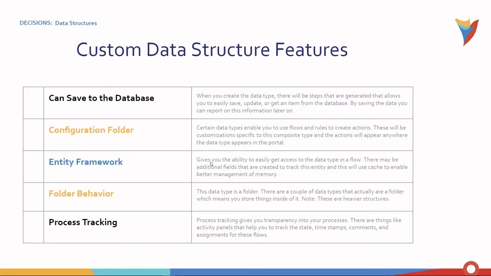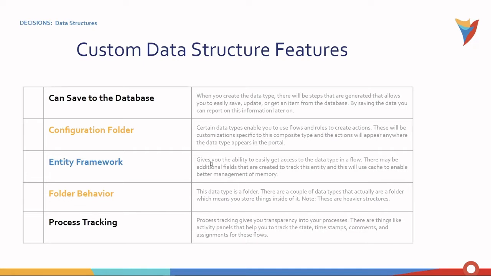Now, before we discuss our data structure types available, I just wanted to briefly go over some of the features that we're going to see on our next slide. So inside of Decisions, you have approximately 12 different types of structures to choose from. And within those different types, you're going to have some features that are going to vary between each one of them. One of them being the option or the feature to be able to save to the database.